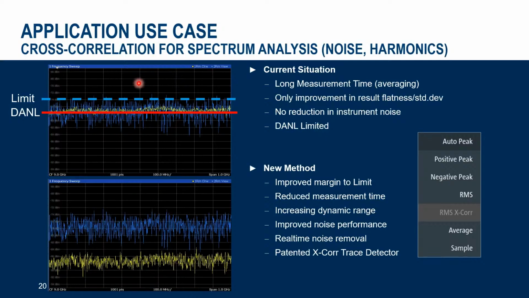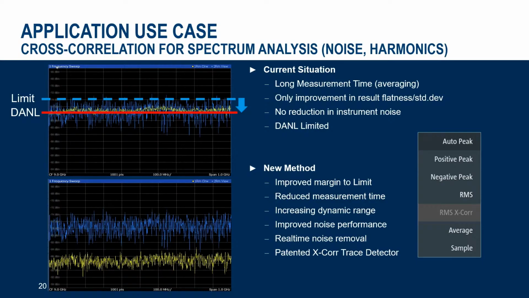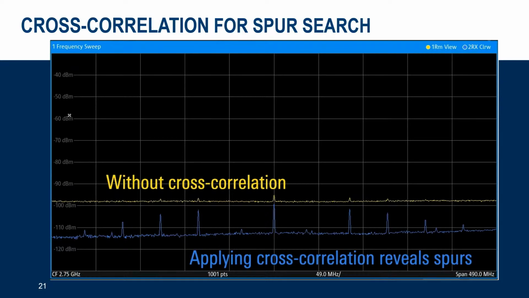So the tunnel is a limit, whatever you want to measure. With cross correlation, the averaging drops down the noise level. So you get increased dynamic range, and instead of the small one here, you get a really increased dynamic range for spectral measurements or EVM measurements, whatever. And we call it RMS cross-correlation detector. It's a patented detector from Rohde and Schwarz. It works in the time domain or even in the frequency domain.